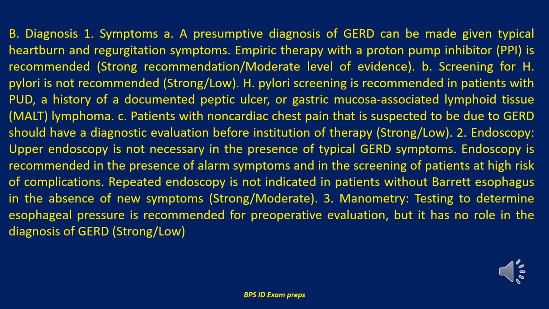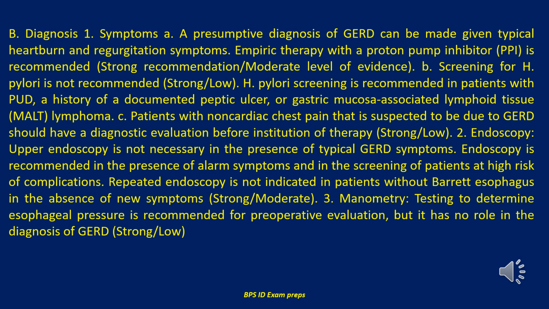A presumptive diagnosis of GERD can be made given typical heartburn and regurgitation symptoms. Empiric therapy of GERD with a proton pump inhibitor, abbreviated as PPI, is recommended. This is a strong recommendation with a moderate level of evidence. B. Screening for Helicobacter pylori is not recommended. This is a strong recommendation with a low level of evidence.